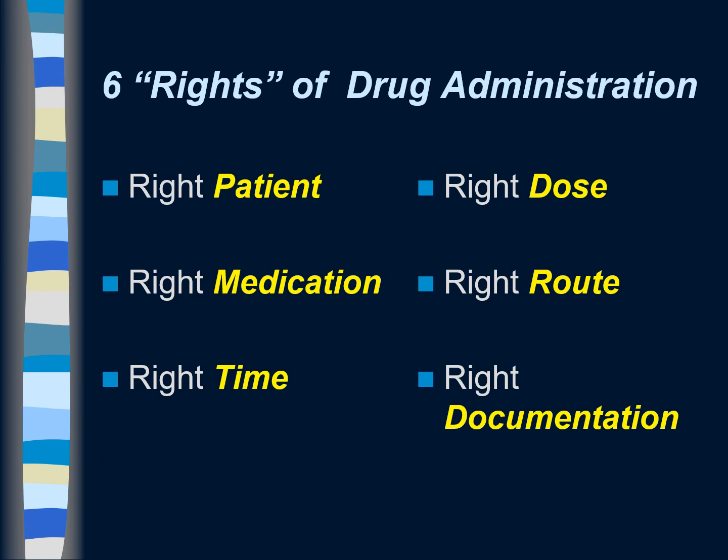You probably recognize the 6 rights of drug administration from EMT class, making sure you have the right patient, the right medication, the right time, meaning you're giving it at the right time, the right dose, the right route, and then finally the right documentation. And documentation can include when you gave it, how you gave it, all of the 6 rights, or the 5 rights there. It's really important that you review the rights immediately prior to administration to prevent medication errors.